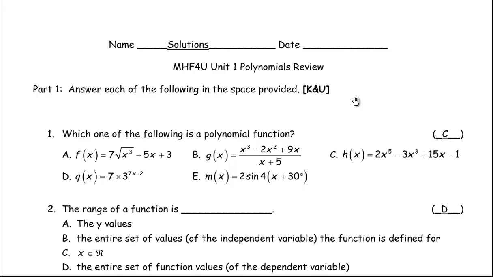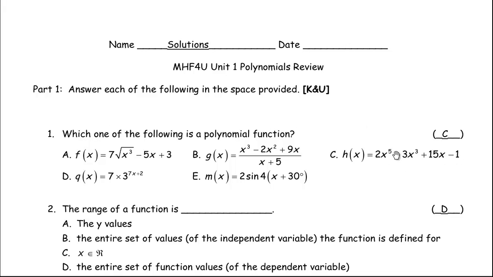The purpose of this video is to show where all the solutions come from for this review for this Unit 1 Polynomials test. So we'll start with the multiple choice part of the review. The first question asks which one of the following is a polynomial function, and C is.